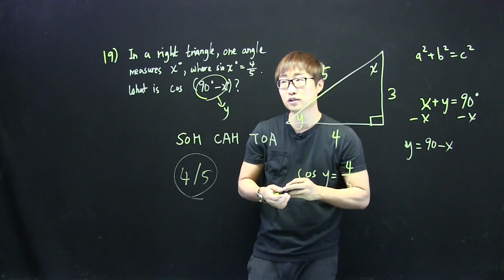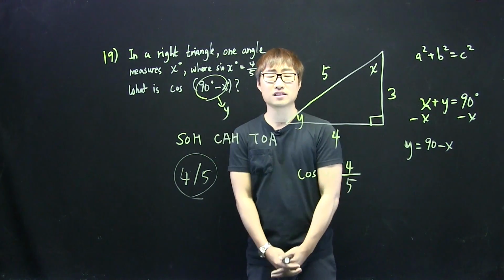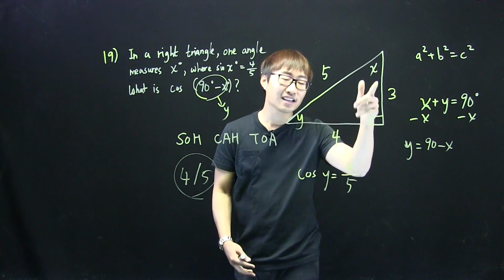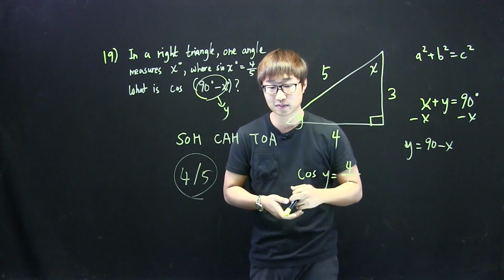Easy. It looks super difficult because you'll be like, oh, cosine of 90 minus x, oh my God, I've never seen such a thing. Well, technically you have. All you have to do is think through just a bit of a step to do this problem.